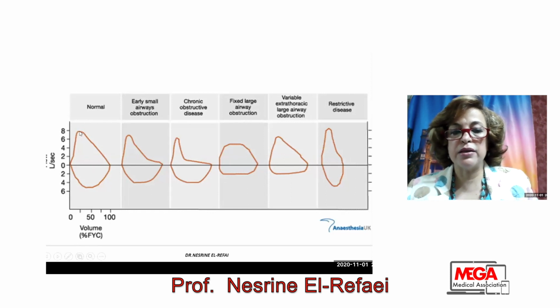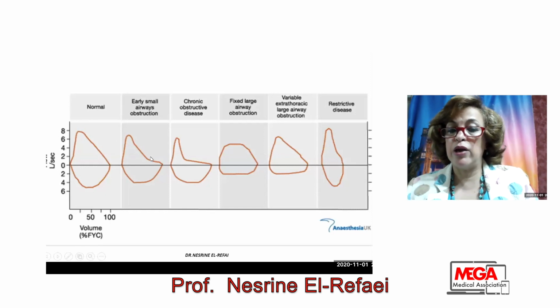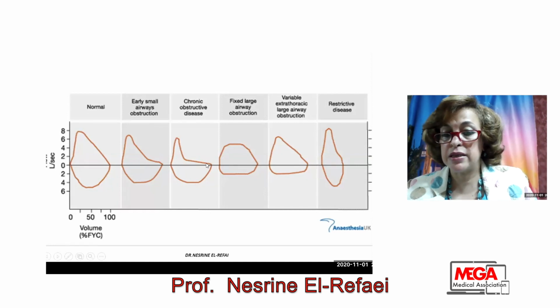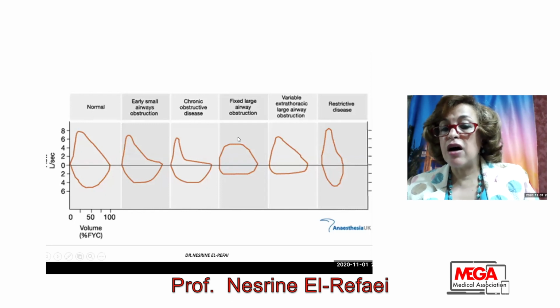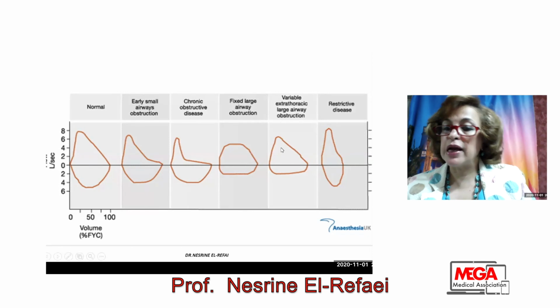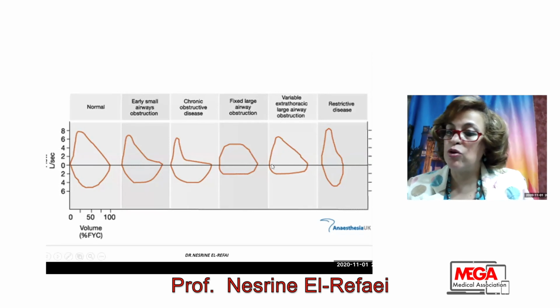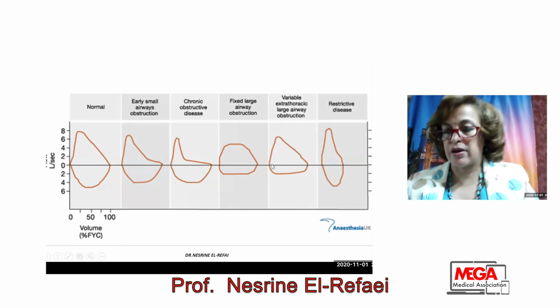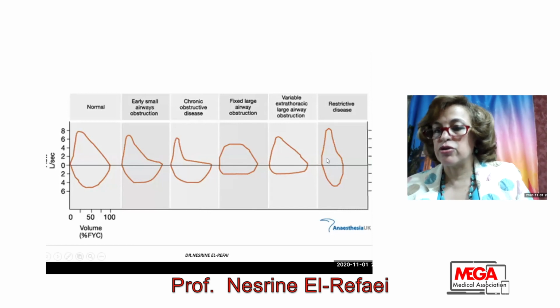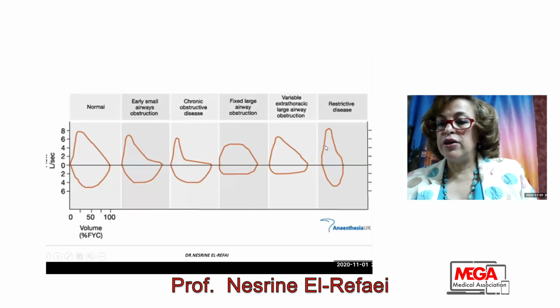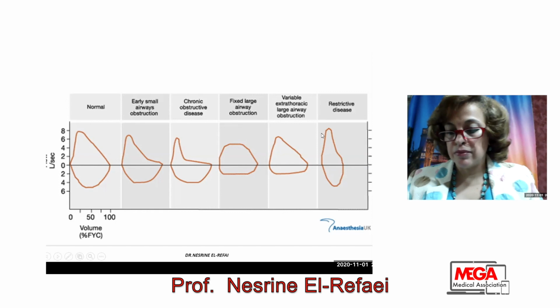Here you can see the normal patient, the early small airway obstruction, bronchitis or bronchial asthma, and chronic obstructive disease, more flattening of expiration. Fixed large airway obstruction looks like that. Variable extrathoracic large airway obstruction, extrathoracic, not intrathoracic, and the restrictive lung disease.